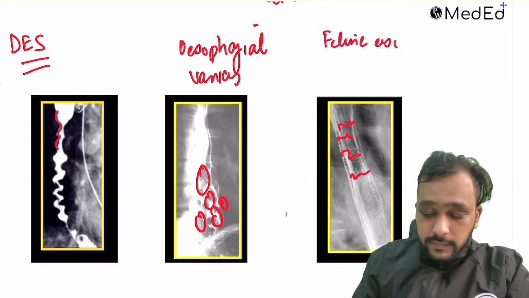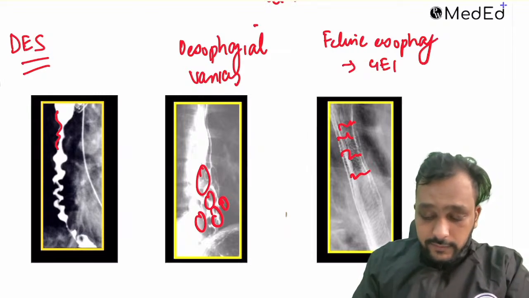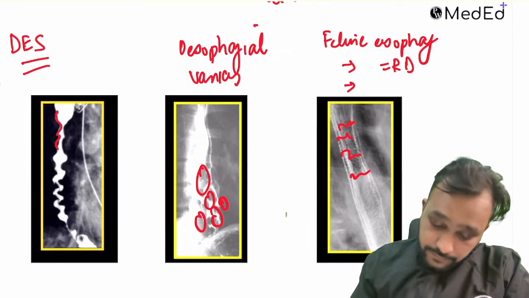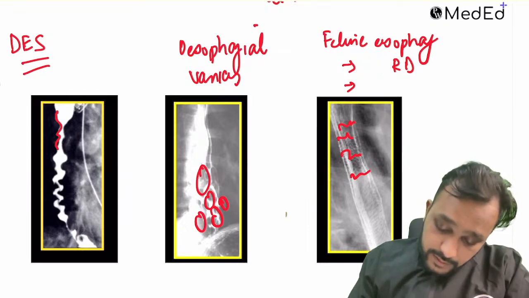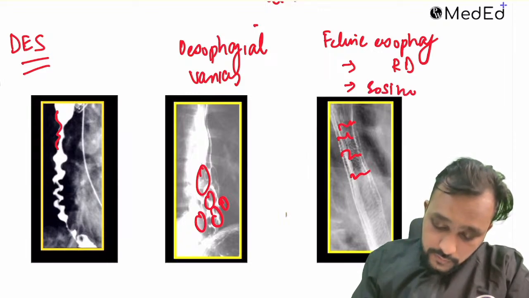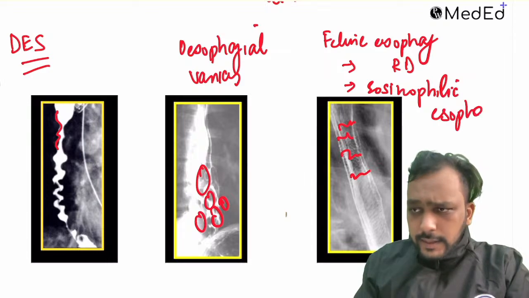Okay, and it can be associated with gastroesophageal reflux disease, or it can be seen in patients with eosinophilic esophagitis. Eosinophilic esophagitis, right?